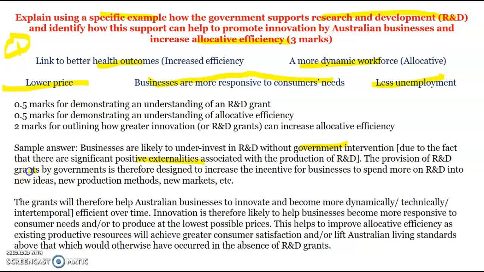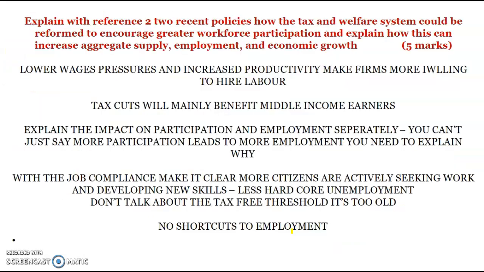The provision of this is just talking about basic grants, so cash designed to increase the incentive to spend more on R&D into new ideas, new production methods, new markets, etc. So provide some examples. This will help businesses to innovate, become more dynamically efficient. It's therefore likely to lead to businesses being more responsive to consumers' needs. So again, Wi-Fi is a good example there. Produced at the lowest possible prices and improves allocative efficiency as resources are used to maximize consumer satisfaction and living standards. That's the definition. So living standards are better than what they would be without that research and development. Resources are allocated in a way that maximizes our living standards.